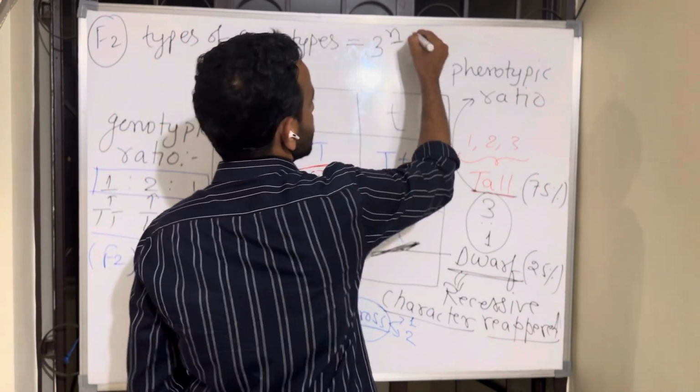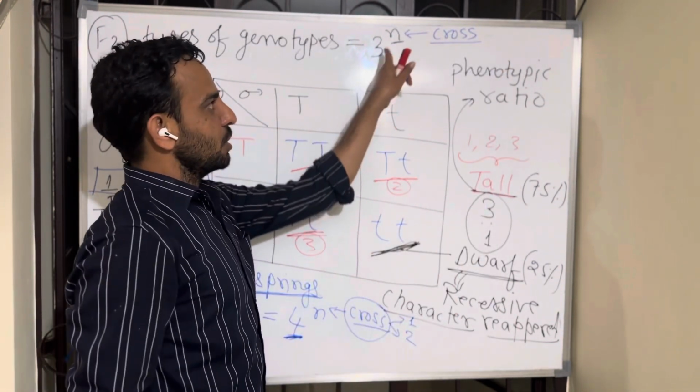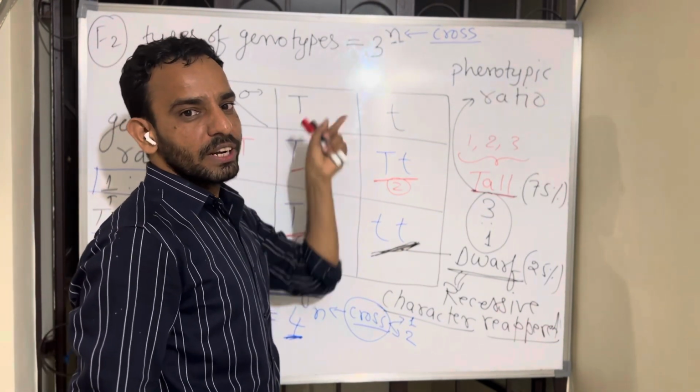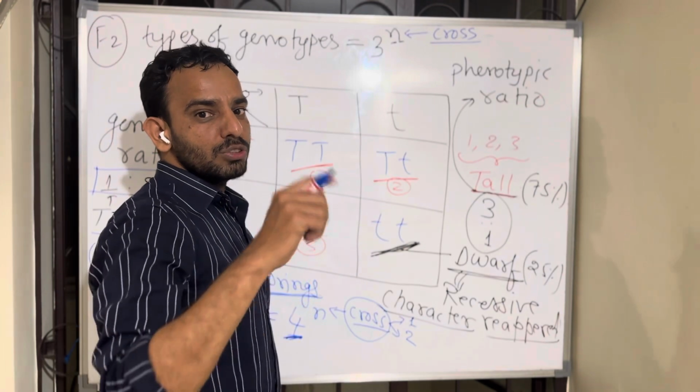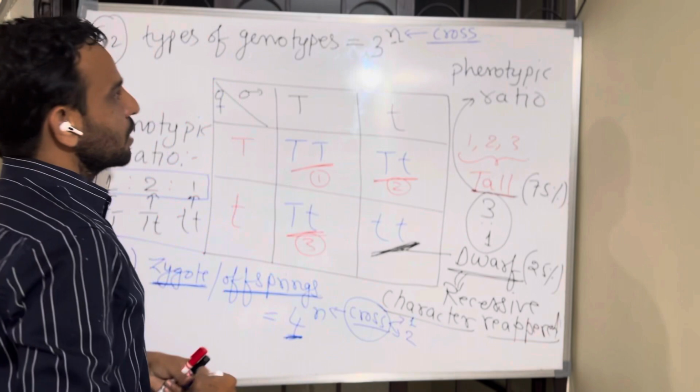Again, n is the cross. If we are talking about a monohybrid cross, then 3 to the power 1, we get 3. If we are talking about a dihybrid cross, then we will get 9, like 1, 2, 2, 4, 1, 2, 1, 2, 1. Like that we will get 9. So that is the number of types of genotype.